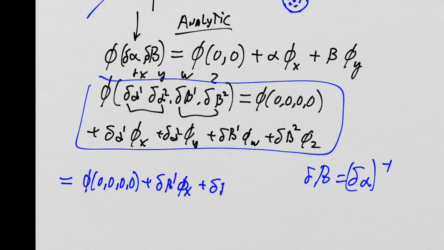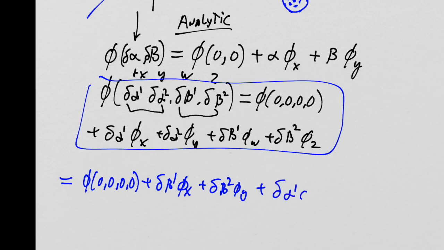Plus delta beta 2 phi y, plus, let me erase this because I'm going to run into it, plus delta alpha 1 phi w, plus delta alpha 2 phi z. So using the fact that inverses commute with each other, I'm saying that this expression has to equal this expression here. And if they're equal, then their difference should cancel to 0.